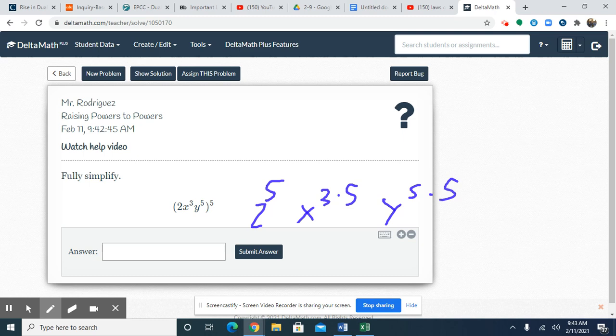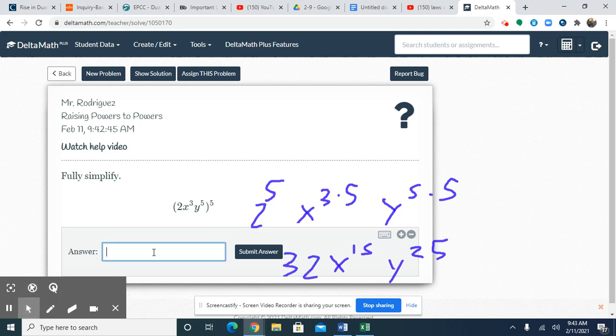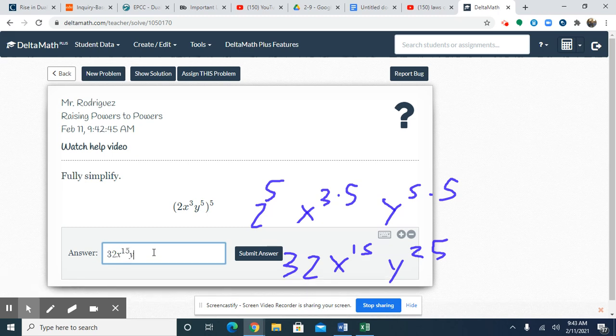So x and then 3 times 5 gives us 15. And then 5 times 5, which is 25. And then we need to evaluate whenever we have a number. Let's go ahead and evaluate 2 to the power of 5. How much would that be? So using a calculator, we can say 2 to the power of 5 is going to be equal to 32. So 32 x to the power of 15, y to the power of 25.